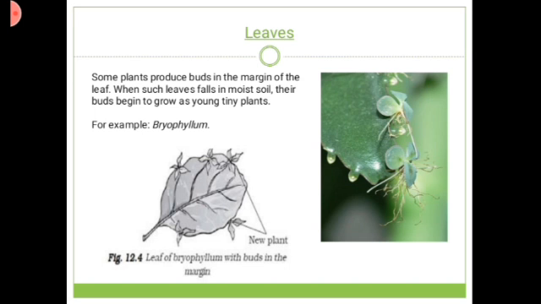When they grow, they fall onto moist soil and begin to form a new plant. For example, Bryophyllum.